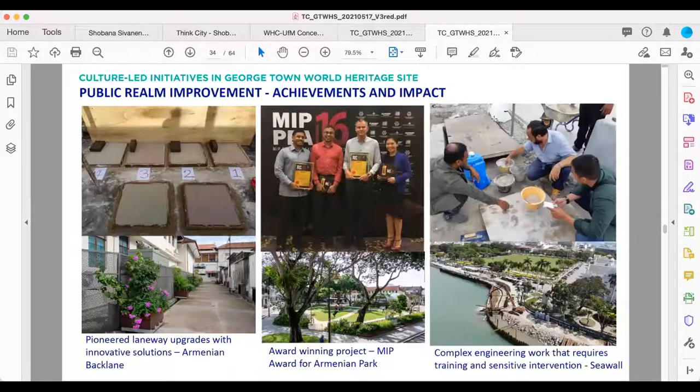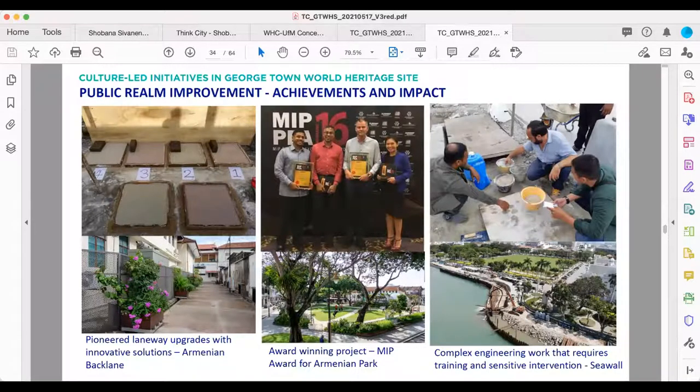Part of the public realm work has resulted in new material development and pioneering new ways of intervention. In fact, given the city is constrained in public spaces, we also used what you call adaptive use, an example being the laneways. The laneways in Georgetown were used as night soil collection points. But with modern sewerage, these night soil collection points were in a state of disuse. So we worked with the city government and pioneered a way to show how laneways can be upgraded and made to become additional public spaces that could be used. New materials were developed in terms of how this could be done, and new approaches have actually been implemented.